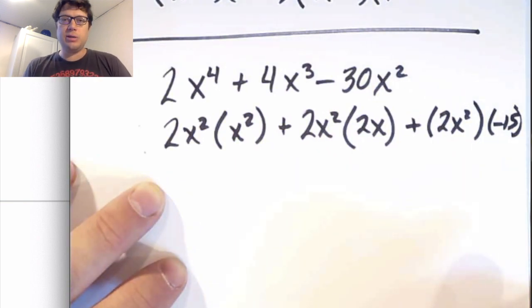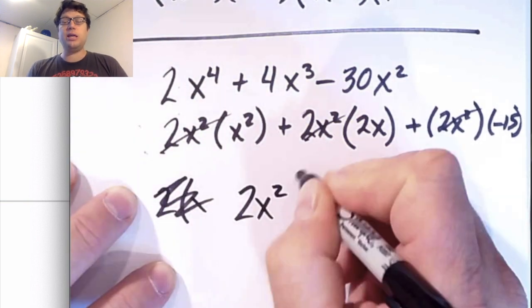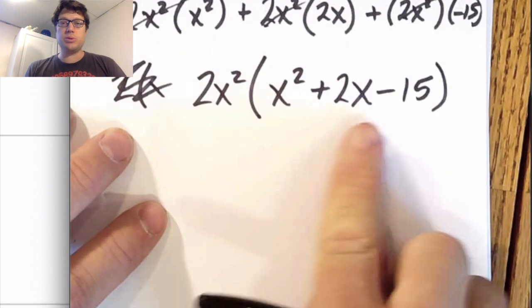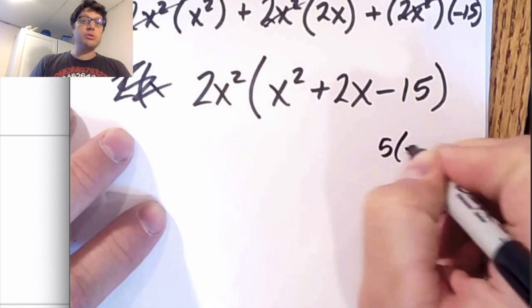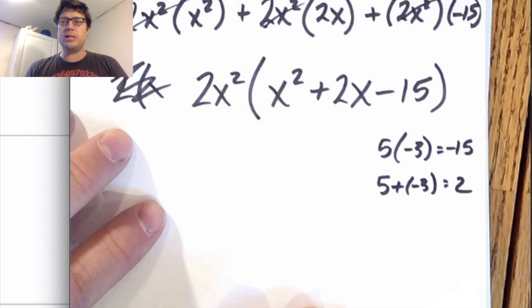And right here you see I'm actually using a process kind of like prime factorization to break down each term and then see what's common. So in other words, I discovered 2x squared is what's common with everything. So 2x squared is one of the factors. What's left is x squared plus 2x minus 15.